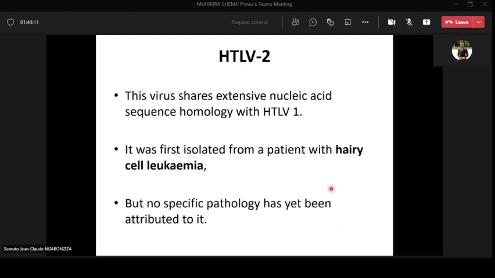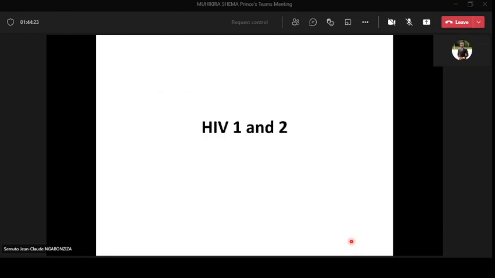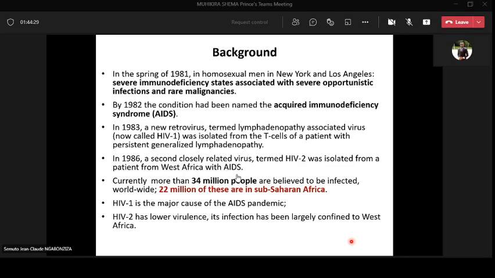HTLV-2 has no disease clearly associated with it, although it has been seen in some people with cell leukemia, but no specific pathology is linked to it. So our main interest is HIV-1 and HIV-2, which are the major retroviruses we have here, and the reason we are covering them.